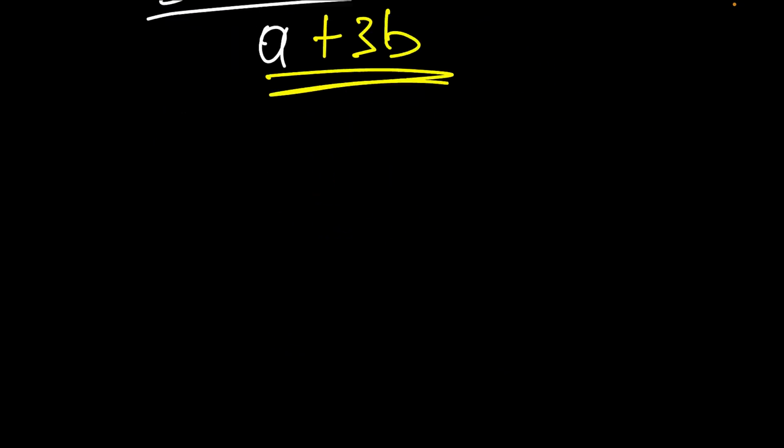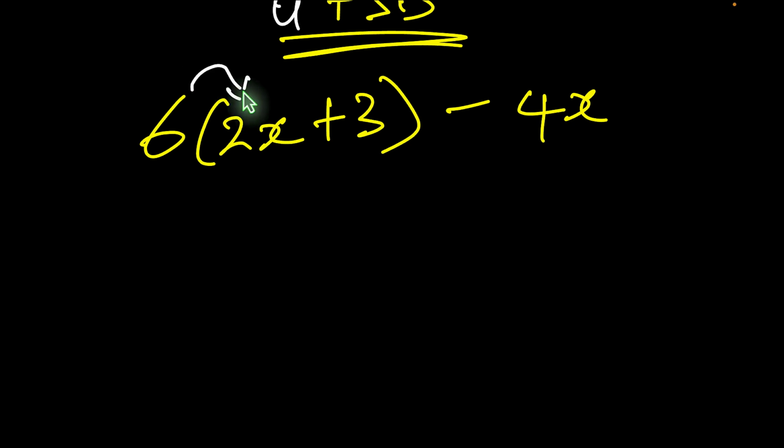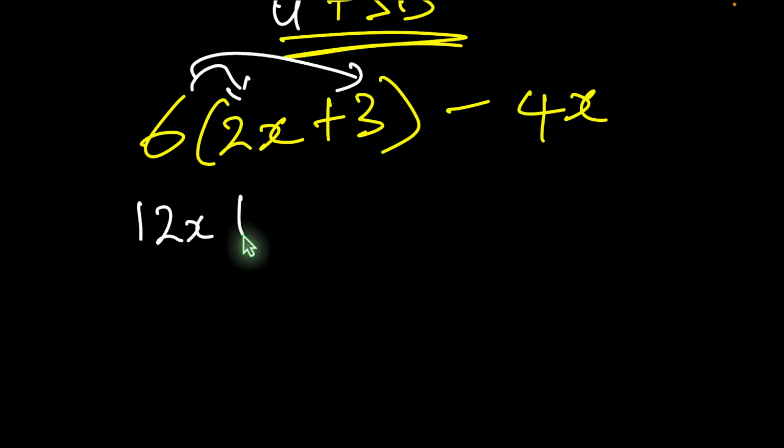All right, so one last practice example, and in this one we're going to combine everything that we did so far. So let's say we have 6 outside a bracket with 2x plus 3, and in addition we have minus 4x. What's our first step? Now, if you guess that we need to expand this bracket, then you are smashing it, because that's our first step. So we're going to do 6 multiplied by 2x. And 6 multiplied by 2x will give us 12x. And then we're going to multiply 6 again by 3, which leaves us with 18. And that's our bracket expanded.